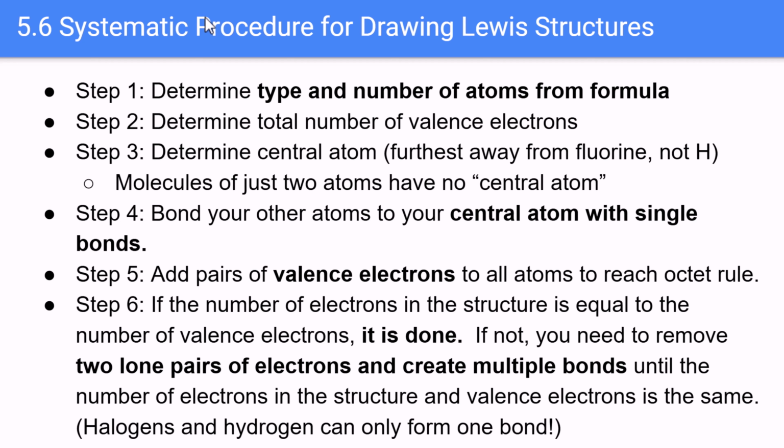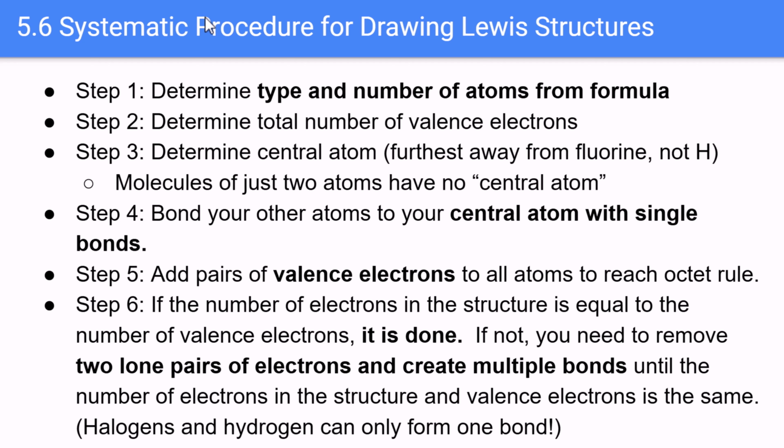If your molecule has just 2 atoms, there really is no central atom, because the 2 atoms are just going to bond together. It doesn't tell you how the atoms bond because it doesn't need to. Step 4: bond your other atoms to your central atom with single bonds. Figure out what your central atom is and bond everything. Take one line and put it between each atom that you're going to surround the central atom with, drawing a line between those atoms and your central atom.